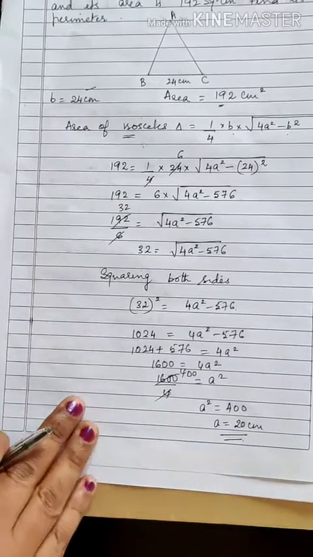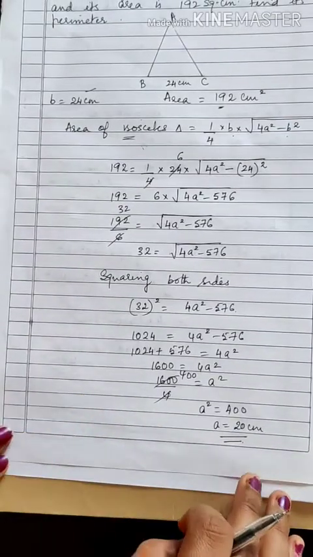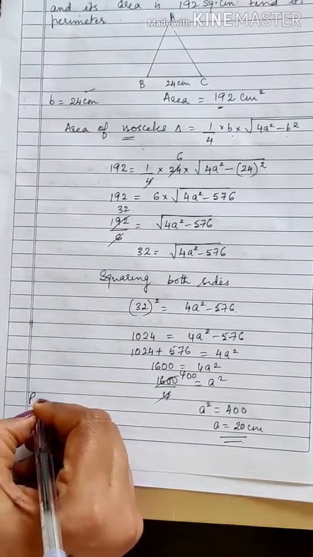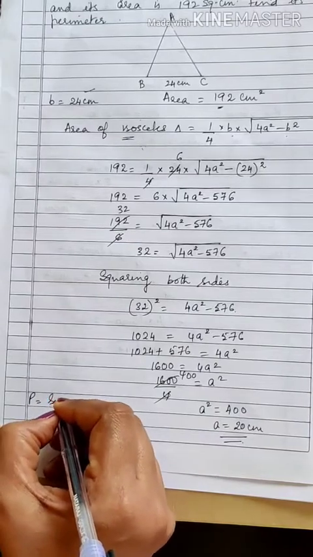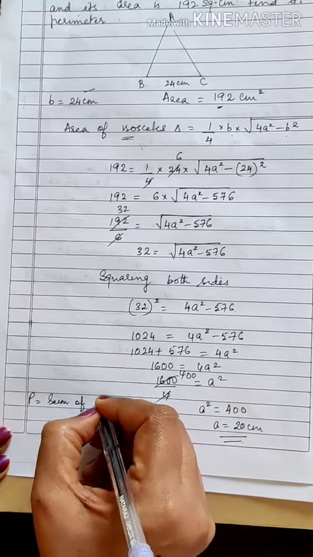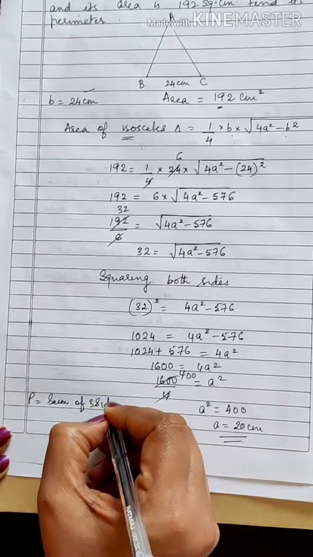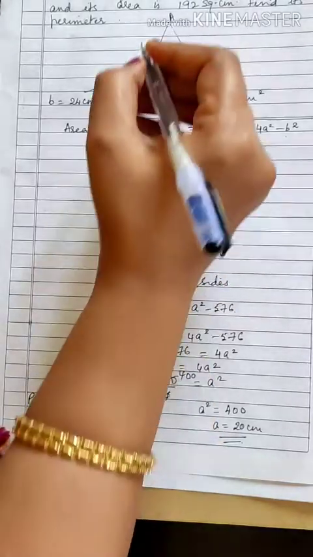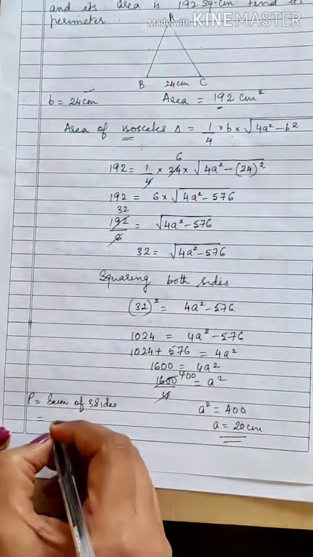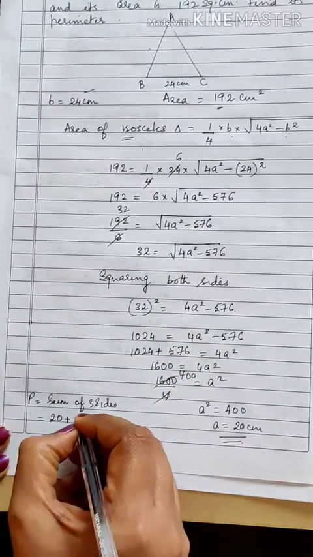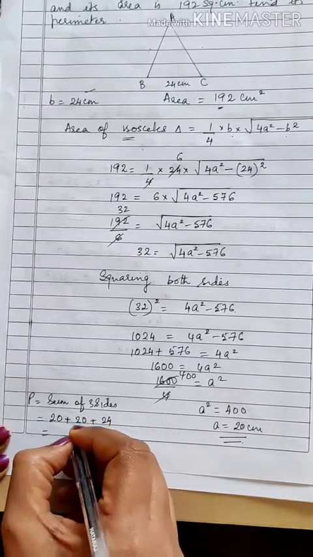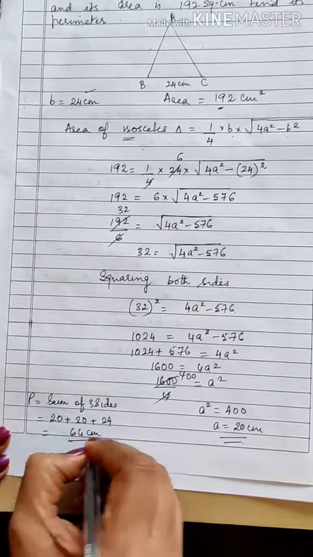So first we found the sides and then we will calculate the perimeter. How to find the perimeter of an isosceles triangle? The perimeter of an isosceles triangle is the sum of the 3 sides. So what are the sides here? Now you have got this as 20, this is 20, and this already we have as 24. So 20 plus 20 plus 24 is equal to 64 centimeter.